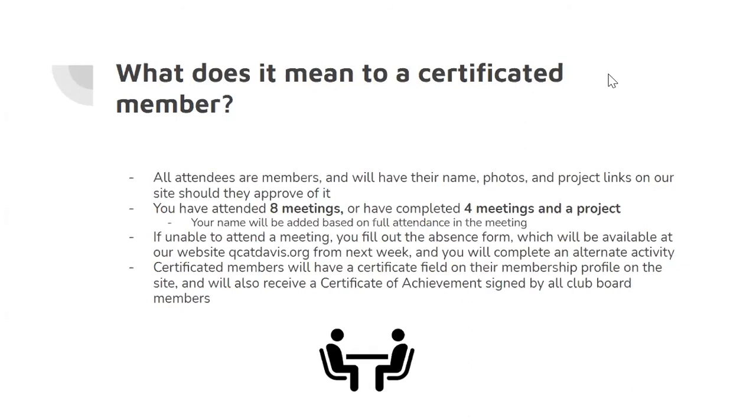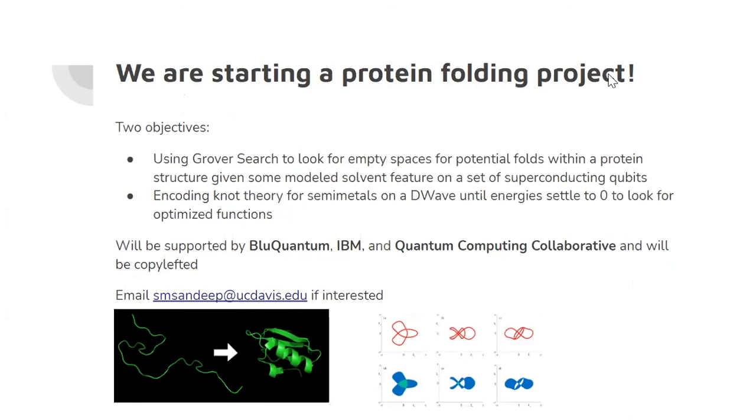In terms of other projects that we have coming up too, we're trying to work on a collaborative project with Blue Quantum, which is a local Sacramento quantum computing startup, IBM, and the Quantum Computing Collaborative on a protein folding project to see if we can work together on a model for protein folding on a quantum computing device.